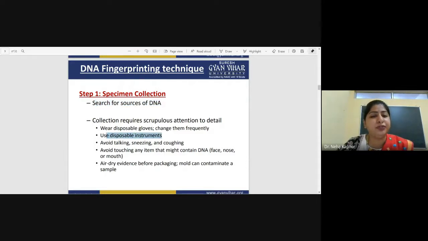Then you have to use disposable instruments. Don't talk, sneeze, or cough around the sample site. Avoid touching any item that might contain DNA. Air dry the evidence before packing. Otherwise, if some moisture is there, in that case, mold may develop and it may contaminate the sample.